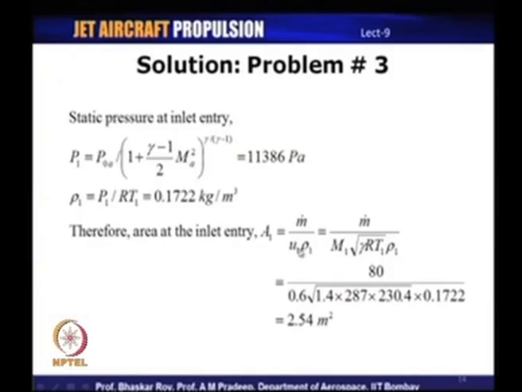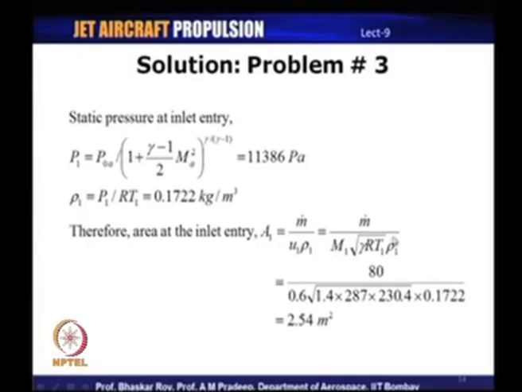That is velocity times density times area. And how do you find u1? u1 is found from the Mach number. Mach number at inlet entry is given as 0.6. So, M1 times square root of gamma R T1 gives us u1, that multiplied by rho 1.